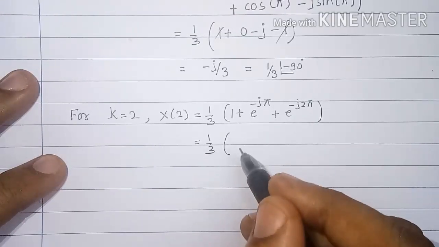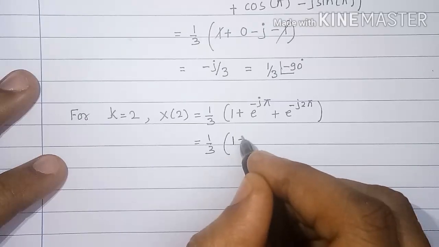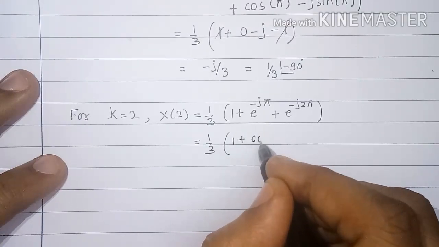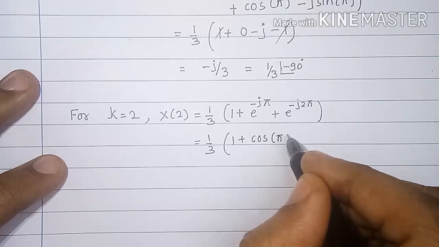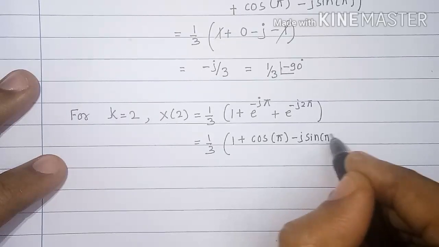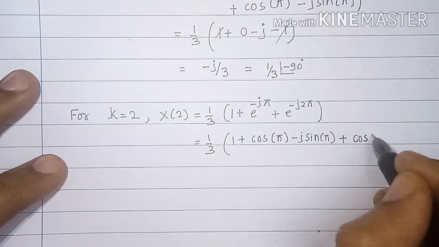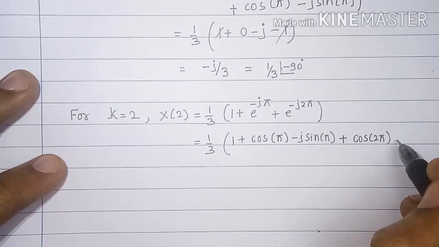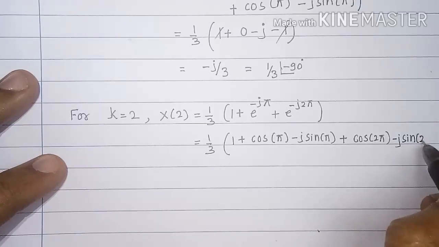Expressing these exponents in sin theta and cos theta, we get 1 plus cos of pi minus j sin of pi plus cos of 2 pi minus j sin of 2 pi.